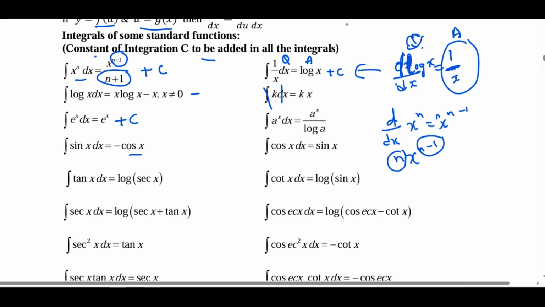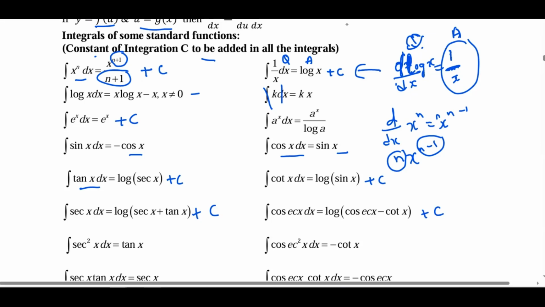Integration of sin x will be minus cos x plus c. Cos x will be sin x plus c. Tan x will be log secant x plus c. Cot x will be log sin x plus c. Then secant x will be log of secant x plus tan x plus c. Then cosecant x dx will be log of cosecant x minus cot x plus c.